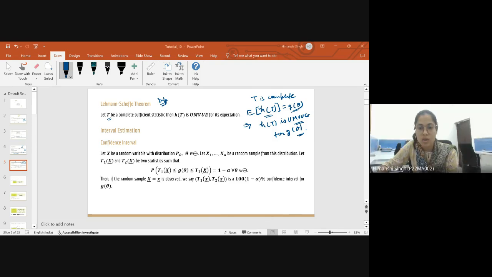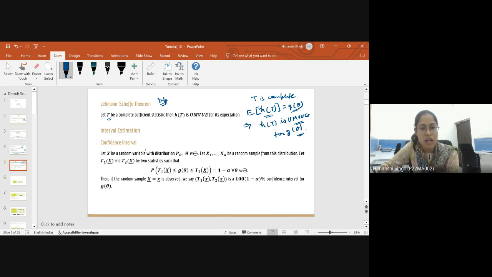Okay, so I will be going towards interval estimation. Now, apart from all these things, we have already studied point estimation, where we were finding the value of the estimator, which is fixed. Now we will go towards interval estimation. So what is interval estimation basically? We will construct a confidence interval.